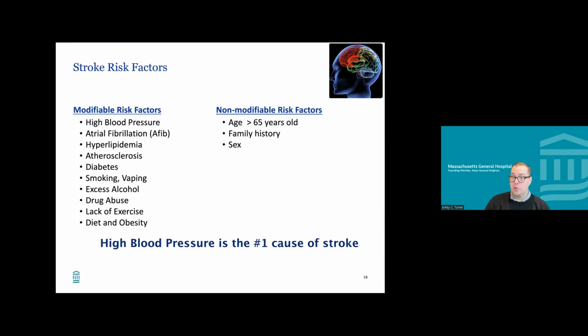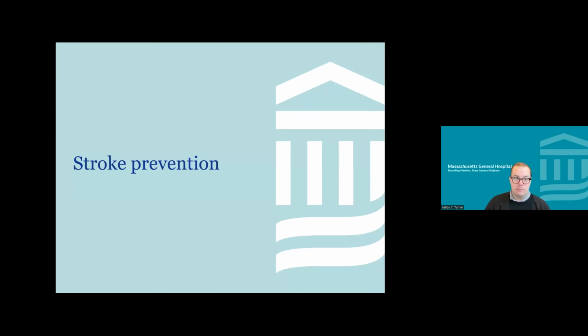Non-modifiable risk factors would include age. So we know the stroke risk is greatest in patients who are over 65. Again, we've seen, as I mentioned at the beginning, an increase in prevalence of stroke in patients younger than that. But still, the absolute numbers are much less than those of patients who are over 65. Family history or genetics, again, non-modifiable risk factor, at least currently. And then sex, that slightly more females have strokes than males do. But again, high blood pressure, the number one leading cause of stroke.